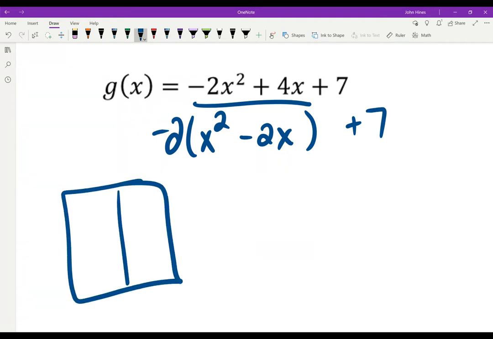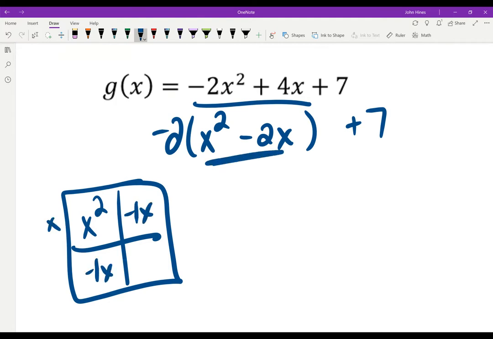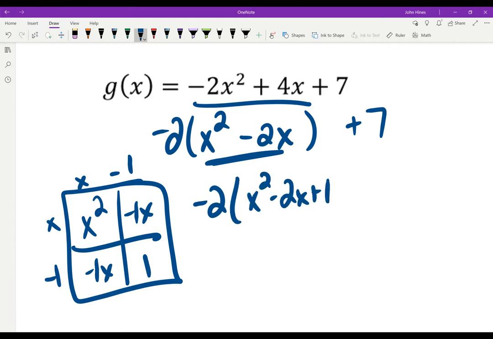Let me make a box and cut my middle man in half. X minus 1, x minus 1. 1 times 1 is 1. So we're ready to go. We're ready to practice completing the square here. So -2 parentheses x squared minus 2x plus 1. That's not really a plus 1 though. It's really 1 times -2, which is -2.